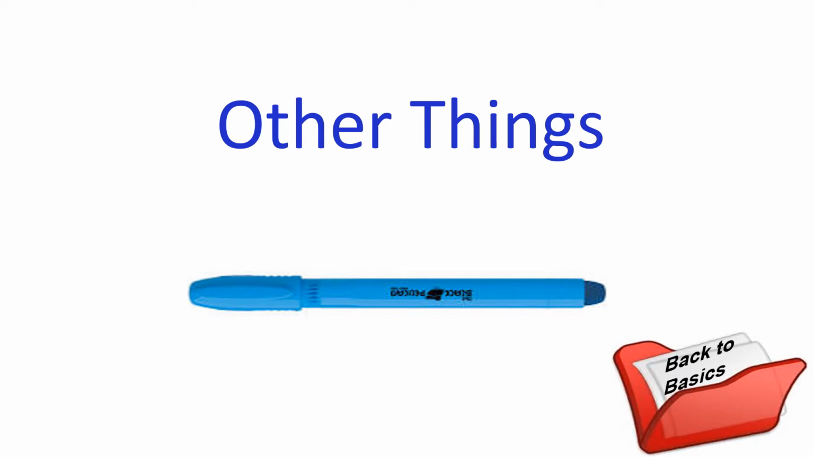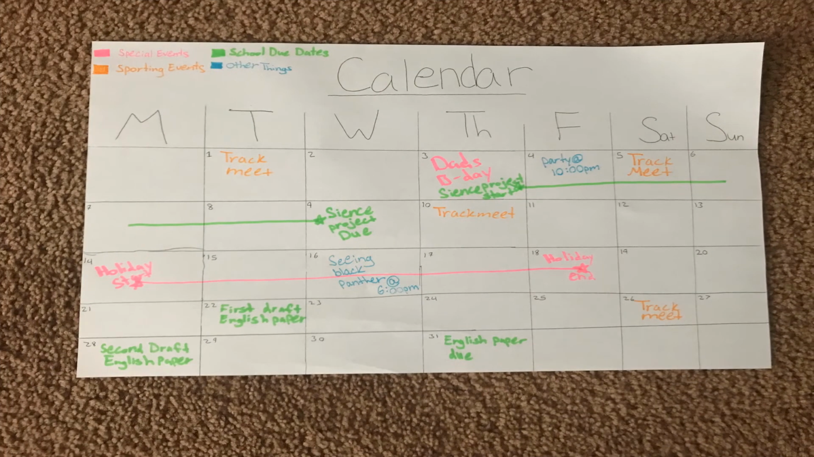Now that you know what color goes with what type of activities, you can put it on your calendar. Add when something comes up and take away if something is canceled. Just make sure you are keeping up with your calendar.